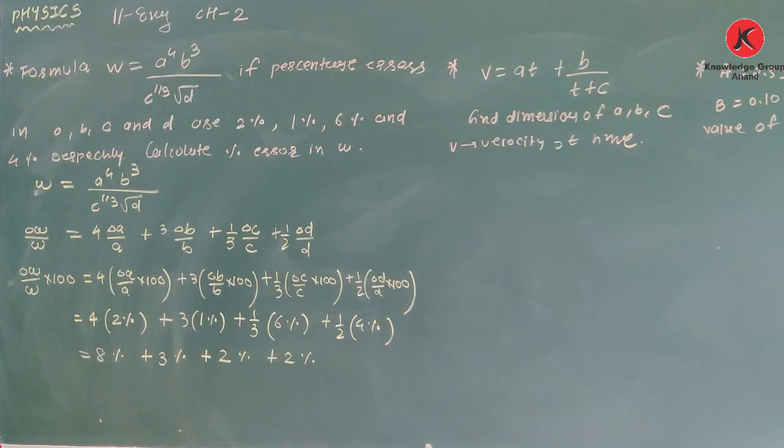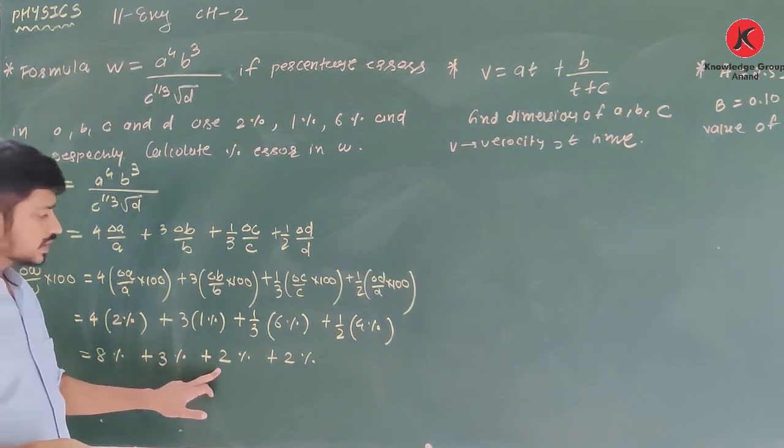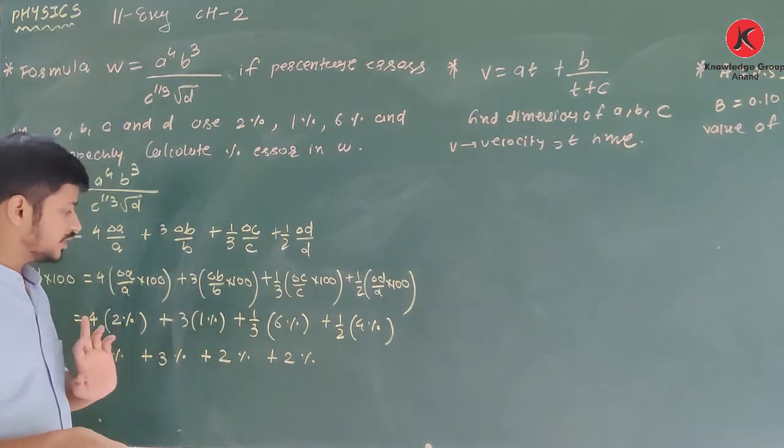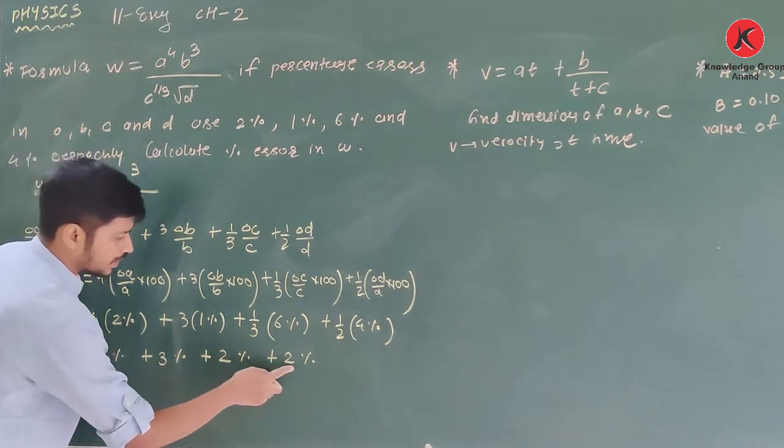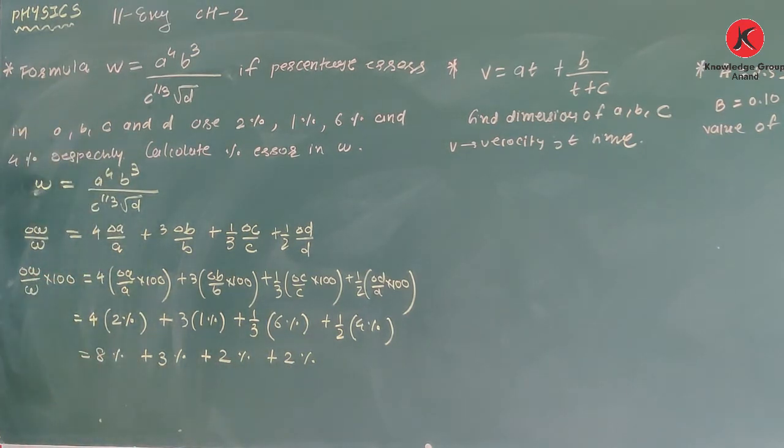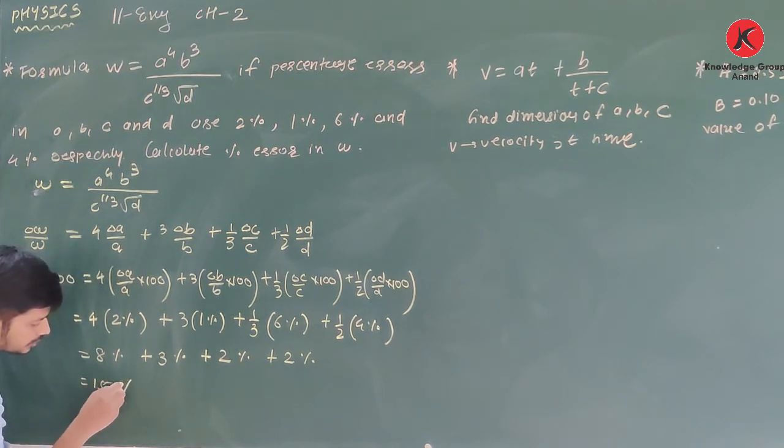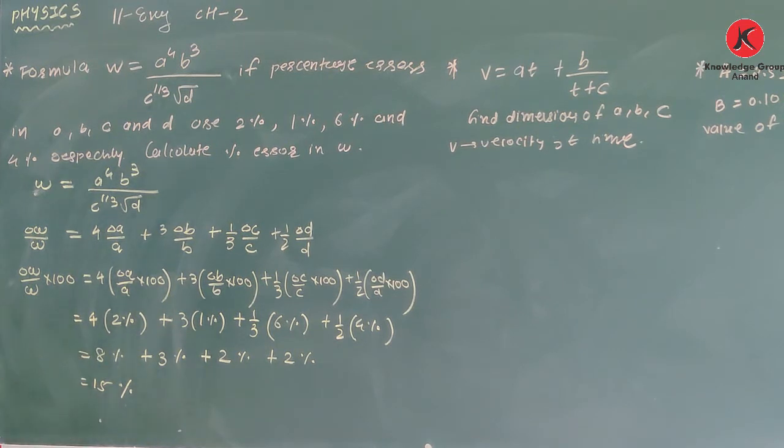Clear? So 8 plus 3 is 11, plus 2 is 13, plus 2 is 15. So yes, it is 15%. Clear about this? So this is how to solve such questions based on error. Okay? Now, the next question. See, here it is.